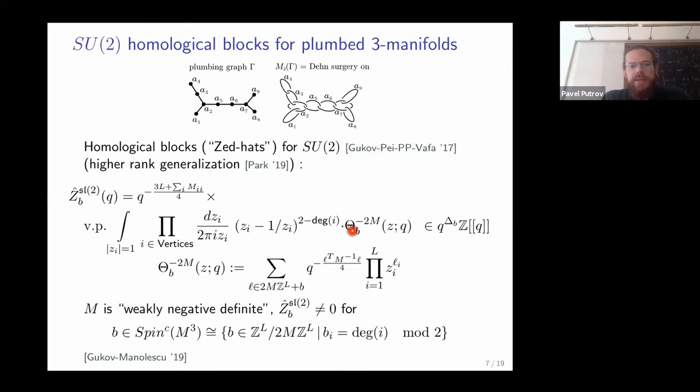This is well defined if M, for example, is negative definite, so this set of functions is convergent. But in principle, this can be generalized, as was done for the case of what is called weakly negative definite.